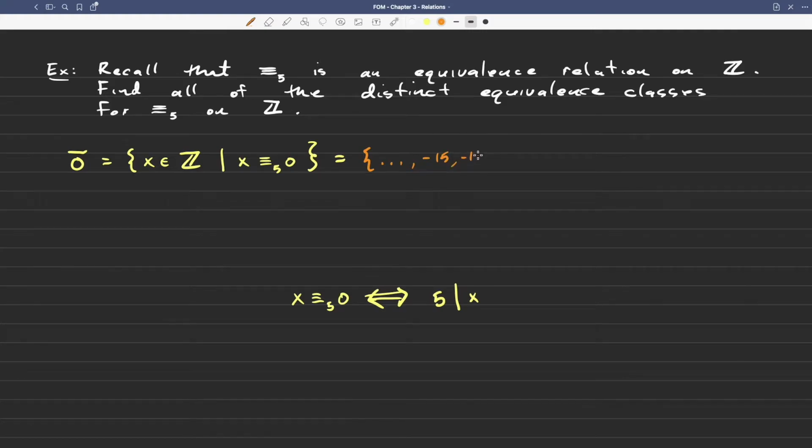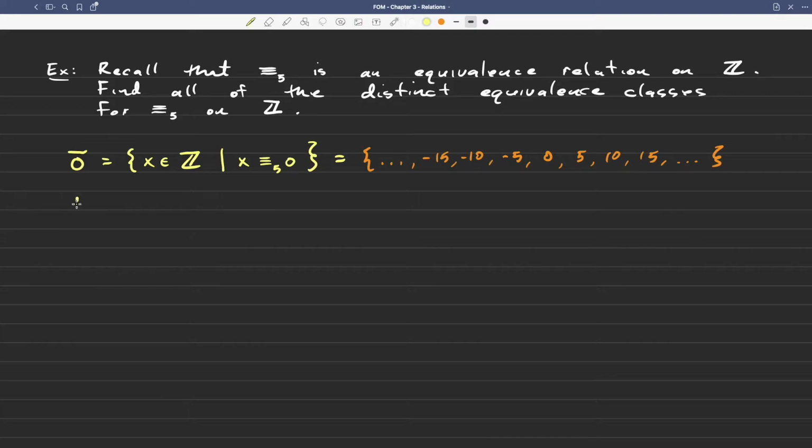Negative 15, negative 10, negative 5, 0, 5, 10, 15, and so on. Okay, so at this point, in the whole set of integers, we've accounted for all the multiples of 5. So now let's look at a number that we haven't accounted for in the previous equivalence class. Notice, by the way, if I would do negative 5 bar, I would get the same set. If I would do 15 bar, if I would take any of the elements in this set and put a bar on top of it, I would get back that same equivalence class. So there's no need to consider 5 bar or 10 bar or any of those other ones in that set with a bar on top.